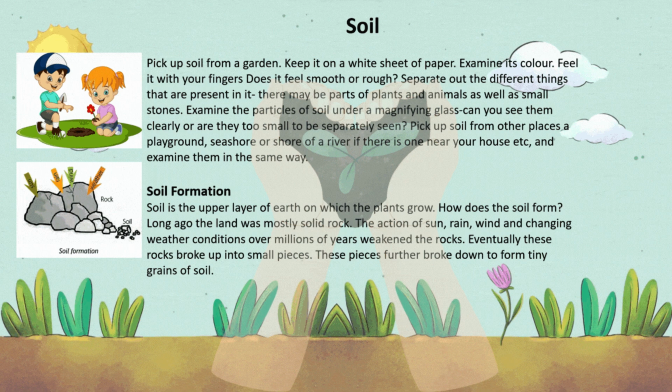Separate out the different things that are present in it. There may be parts of plants and animals as well as small stones. Examine the particles of soil under a magnifying glass. Can you see them clearly, or are they too small to be separately seen?